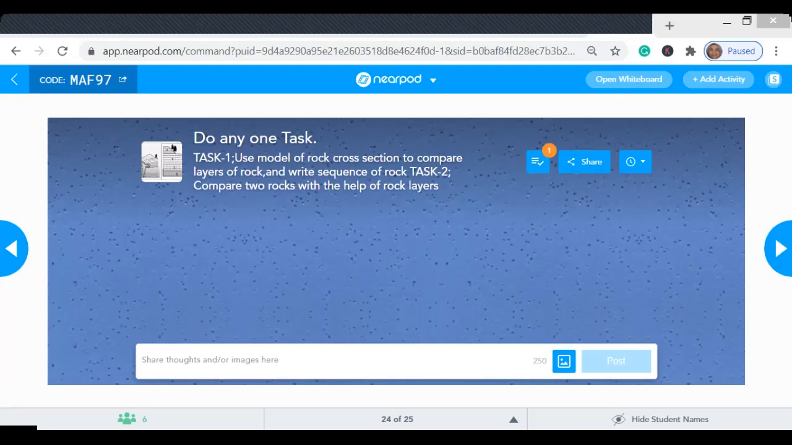Now you have to do one task. You need to choose one task which you can do very well. No need to do two. Okay? For that, you have 3 minutes.